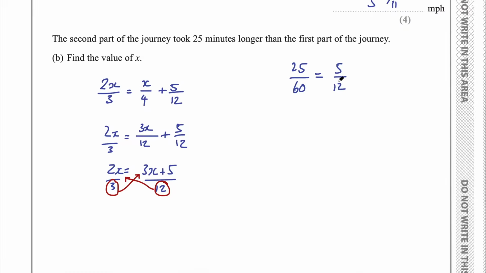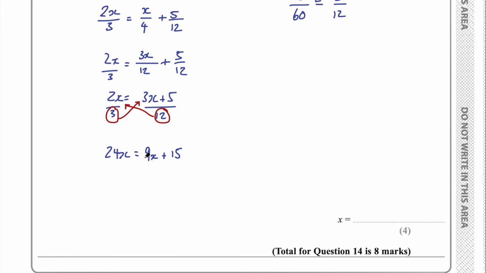plus 5. And what I end up with is 12 times 2x, that'll be 24x. And 3 times 3x is 9x. I also have to multiply that 3 by the plus 5, so that'll be plus 15. Then I could subtract that 9x from the left-hand side, so 24x minus 9x, that'll be 15x equals 15. And then I'll have x equal to 1.